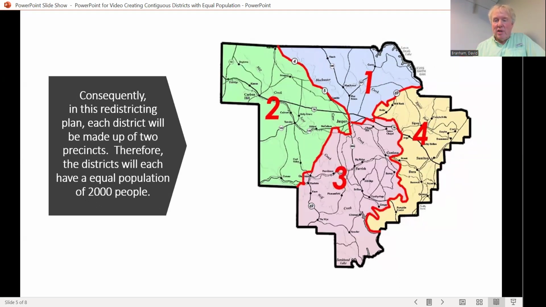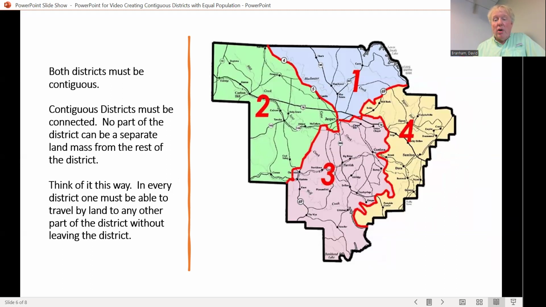So consequently, in this redistricting plan, each district will be made up of two precincts, and therefore the districts will be equal in population with 2,000 people each. Both districts will also have to be contiguous, and contiguous districts must be connected, where no part of the district can be a separate landmass from the rest of the district. So think of it this way. In every district, one must be able to travel by land to any other part of the district without leaving the district. So in combining your precincts, you have to make sure that you can move throughout your new district without ever having to leave that district.